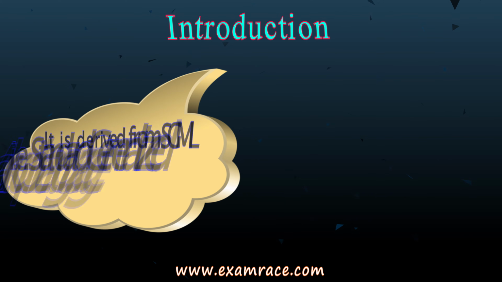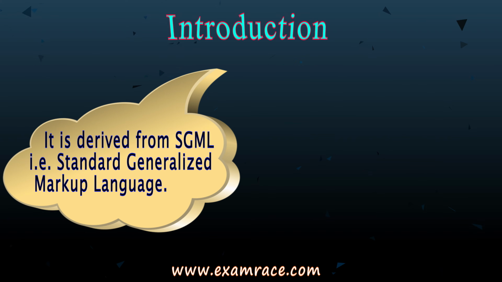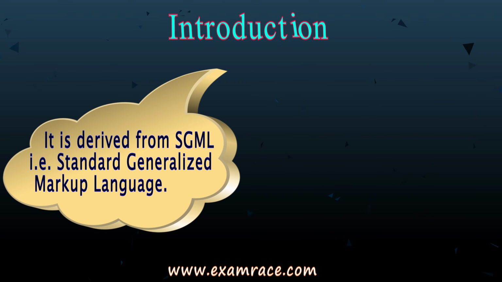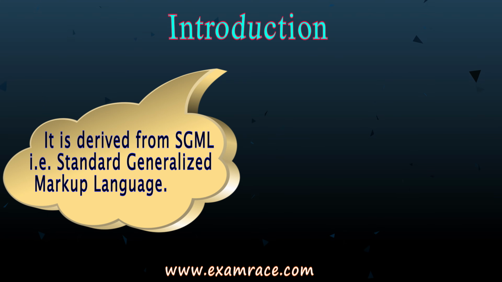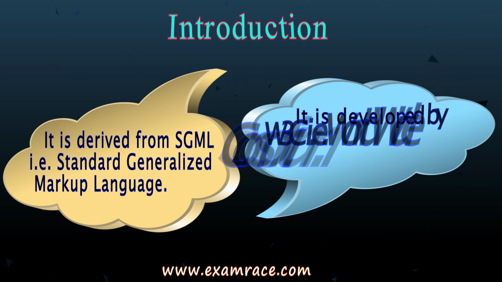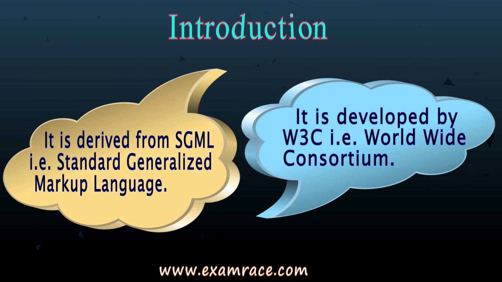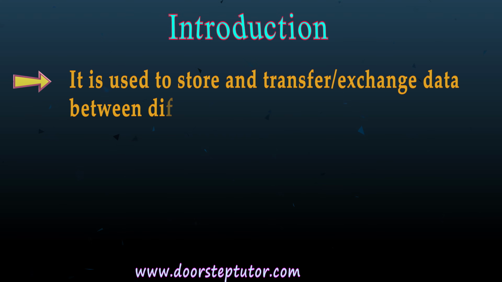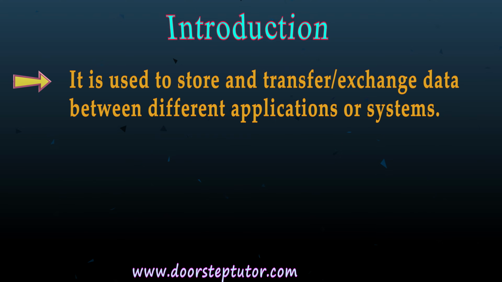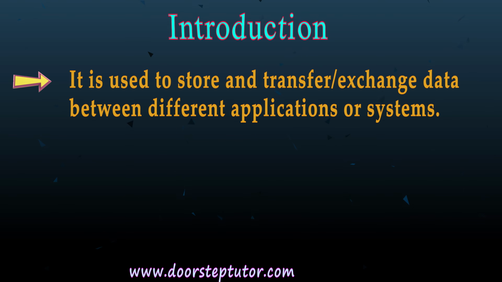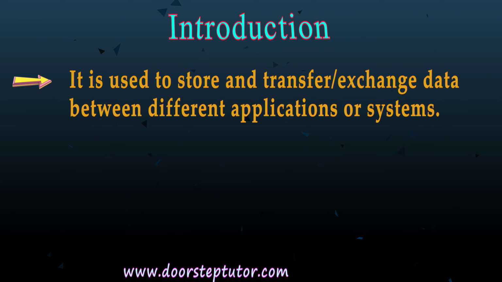Now it is derived from SGML. SGML stands for Standard Generalized Markup Language. It is developed by the W3C. So what is the use of XML? Basically, once we have created the XML document, it is used to store the data. Then further, the exchange of the data can be done between the different applications as per requirement.